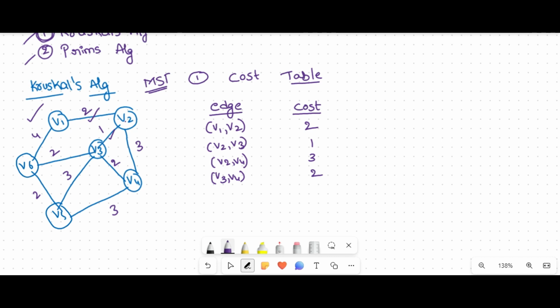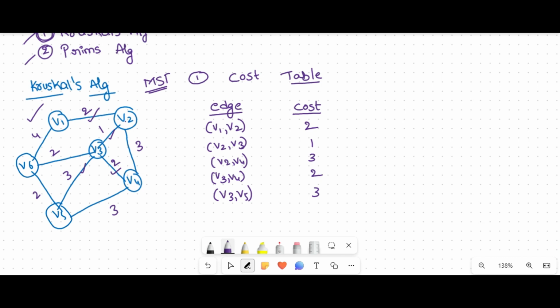It is not a directed graph. It is an undirected graph. Okay, so next, V3 to V5. This we represented. Suppose now I am writing like this.